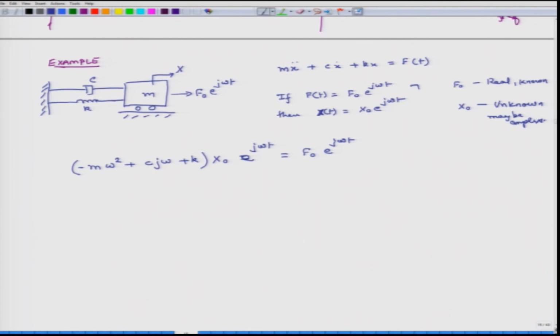So, this is the equation I get. I plug both these things into this equation and I get this relation, and then this e^(j omega t) gets cancelled from both sides. So, I get x naught is equal to F naught divided by k minus m omega square plus c j omega. So, x naught is a complex number, it is the complex amplitude of this motion.